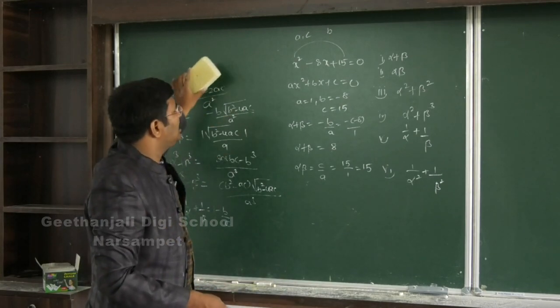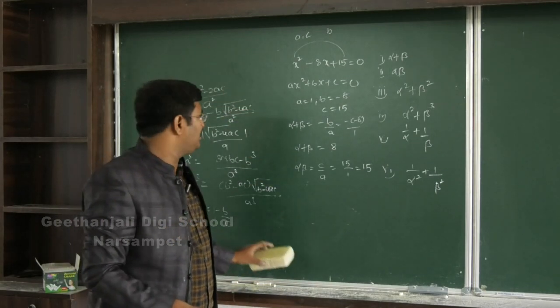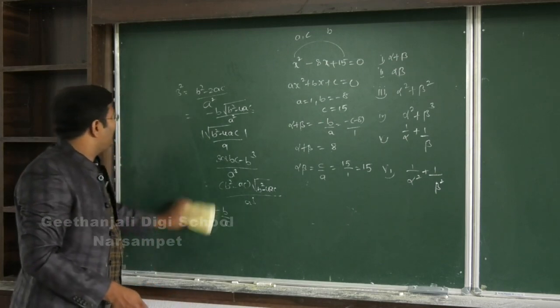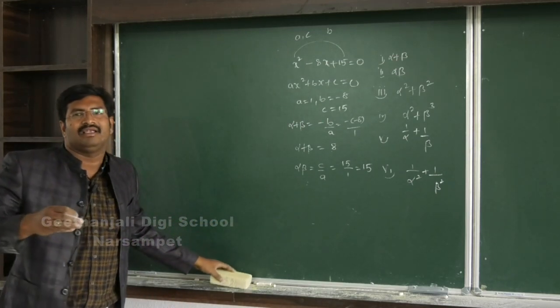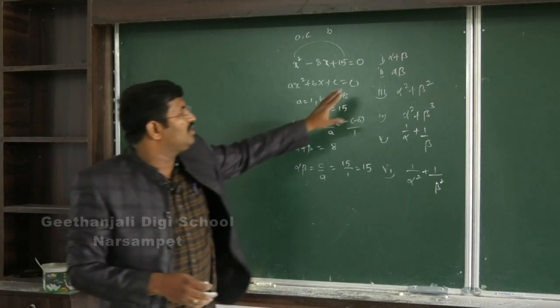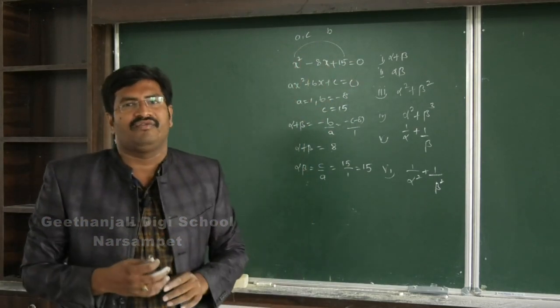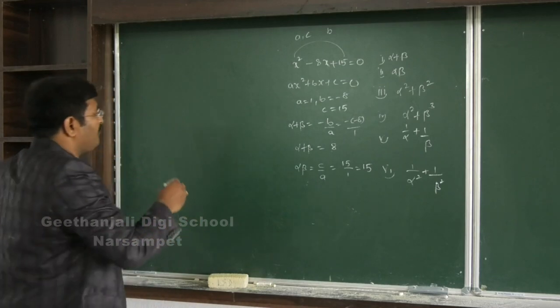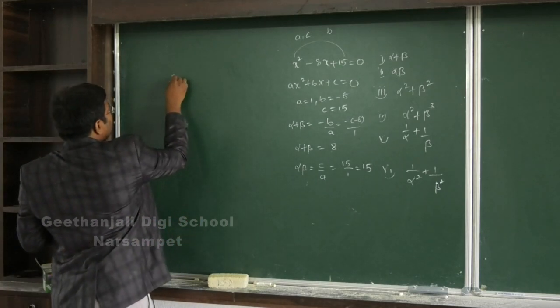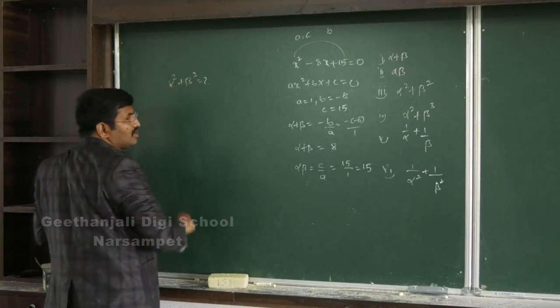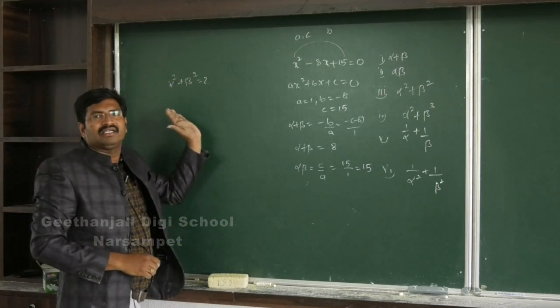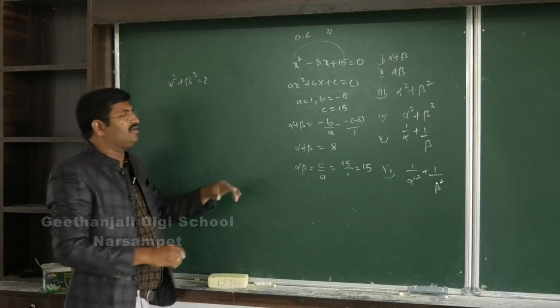Now we will go for the next, alpha square plus beta square. While doing problems with variables you feel it is a little difficult, while doing problems with numerals you feel it is easy. So for alpha square plus beta square, you know the identity to express it in terms of alpha plus beta and alpha beta.